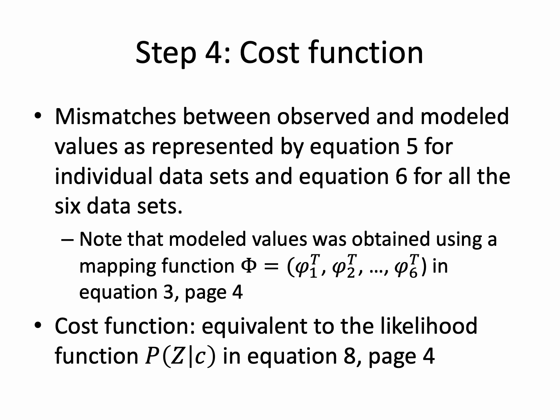Step 4 is to define a cost function. The cost function is to measure mismatches between observed and modeled values. The mismatches are described by equation 5 for individual data sets and equation 6 for all the 6 data sets on page 4. The modeled values have to be mapped to the observations by a mapping function theta, which has 6 elements respectively for the 6 data sets, described in equation 3 on page 4. The mapping function will be further illustrated in the practice session in Unit 6. The cost function is equivalent to the likelihood function in equation 8 on page 4.